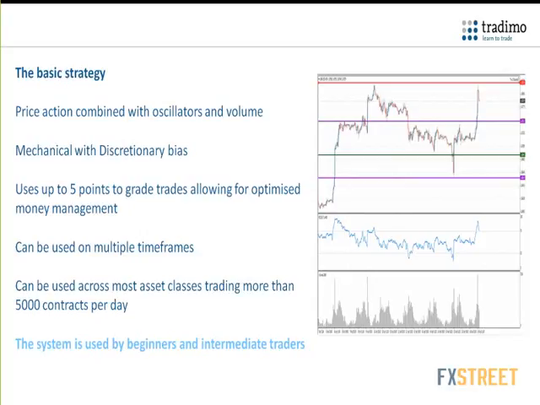So this strategy here is mechanical with the discretionary bias. Okay, and the basic premise of the basic strategy was that we use 5 filters. Very, very simple filters, guys. We use RSI. We use support and resistance graded. Now, it's very, very simple to grade support and resistance. We'll have another look at this in a second.